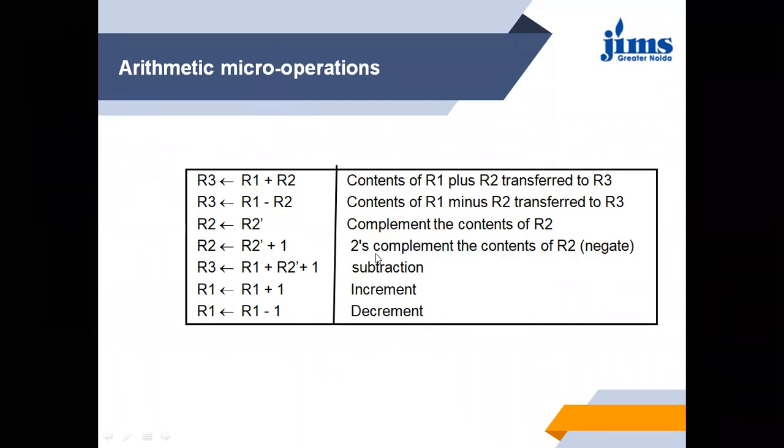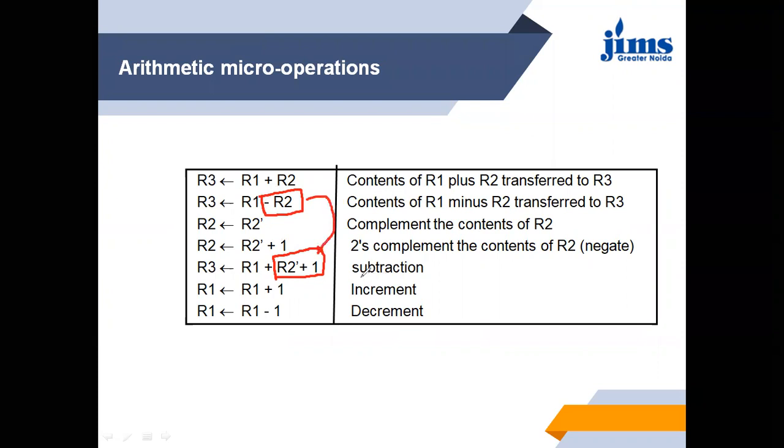Next, subtraction. As I told you over here, we find the value of R2 and the value of this minus R2, that is the negation of this, which equals R2 complement plus 1. This is R2 complement plus 1, which equals minus R2. So these two are the same.